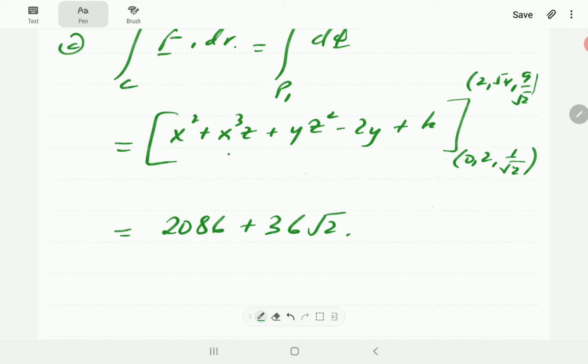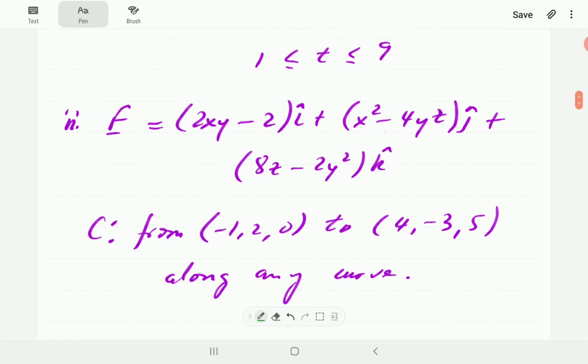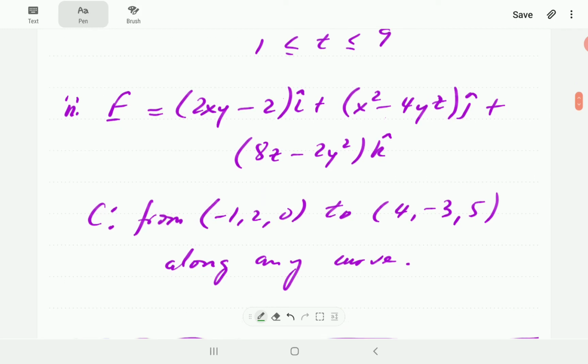All right. Okay. So at this point, we're going to let you have a go at the second example here, which is this one. So you're going to prove that this is conservative, then find the corresponding potential function, then work out the work done in moving an object from -1, 0, 4 to -3, 5. So what you might want to do is to pause the video, have a go at this, and then when you continue the video, you can compare with our answer.